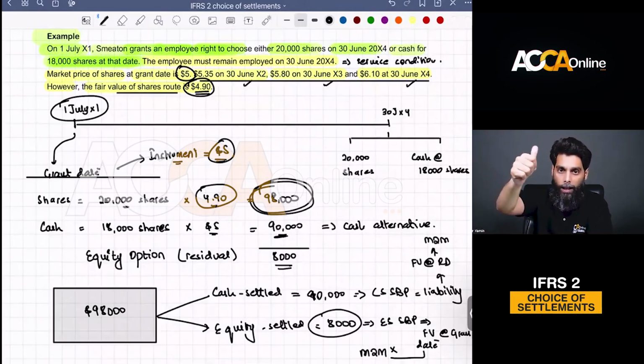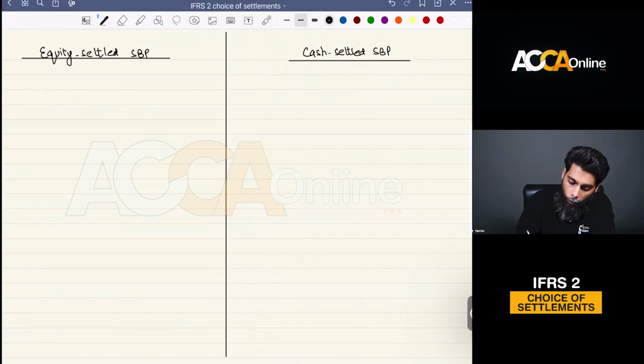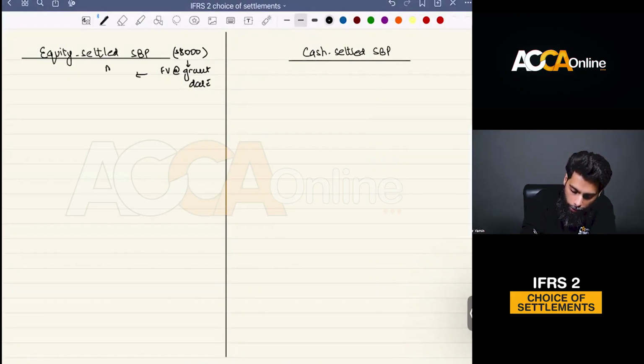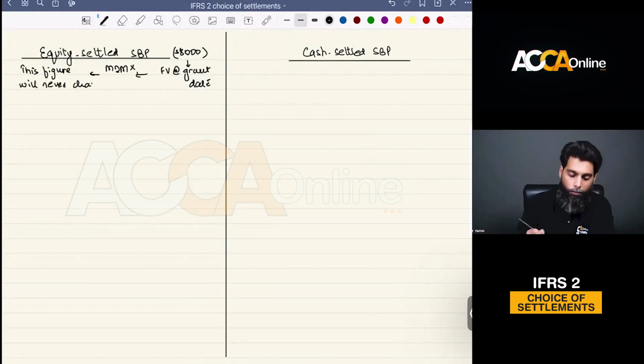Done. Excellent. Guys, now you know that the equity settled option has a worth of $8,000. And remember, this $8,000 was determined at the fair value of the grant date. Since this 8,000 was already determined at the fair value at the grant date, and there is no mark to market, this figure will never change.